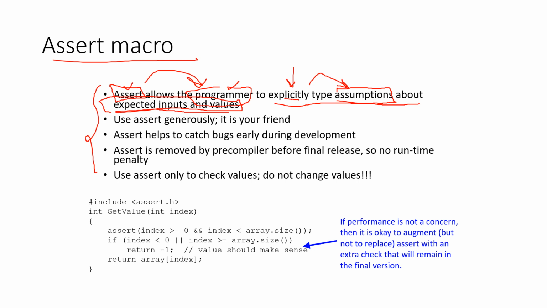The second statement is a general one: use assert generously, it is your friend. I don't think it adds any specific value, but it's okay. Then, assert helps us to catch bugs early during development. The major problem for a developer or a programmer is bugs, right? And here is assert to the rescue.